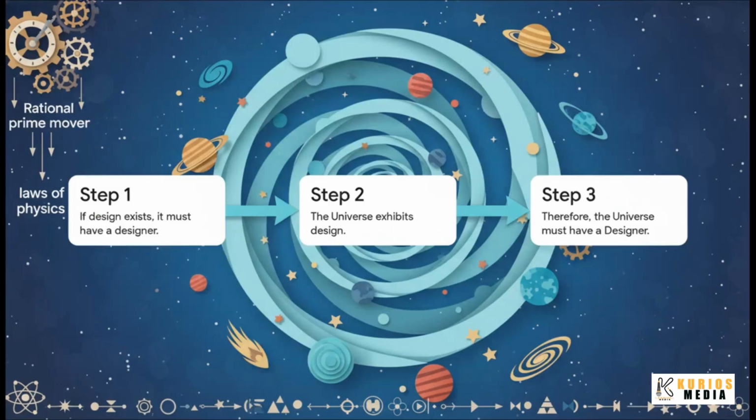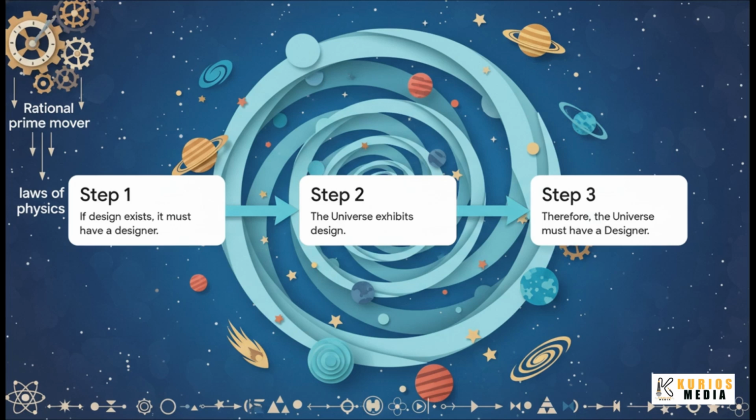Now, what's really interesting is how the text takes that everyday observation and structures it into a formal three-part logical progression. Step 1 establishes the baseline rule. If design exists, it must have a designer. Step 2 makes a specific observation about our reality. The universe exhibits design. And then step 3 is the demanded conclusion: therefore, the universe must have a designer.